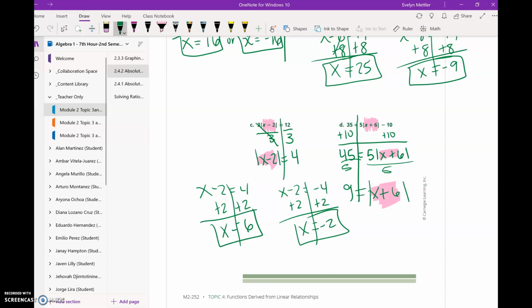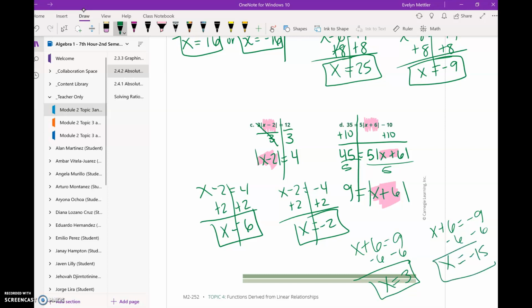So that's our distance, okay? It has a distance of 9. So x plus 6 has a distance of positive 9 or negative 9. Either way, I'm going to subtract 6 from both sides to get my two answers. Okay? So be very careful. Your distance must be positive, and you have to think about getting that distance by itself. Be very careful that you have two answers as well.